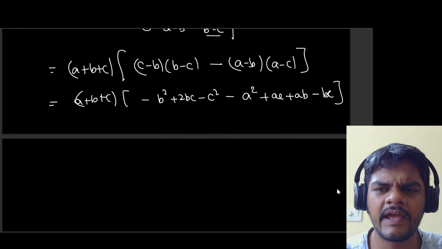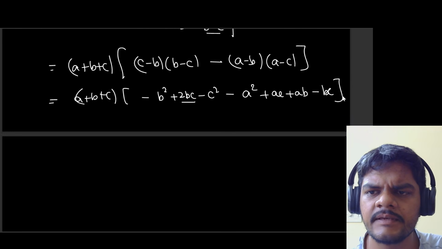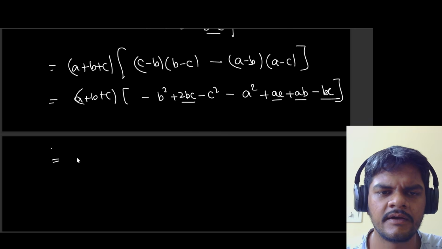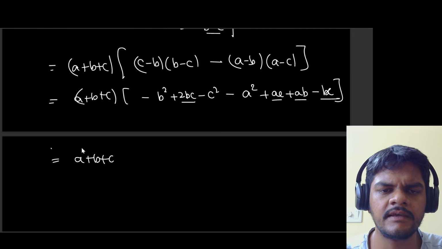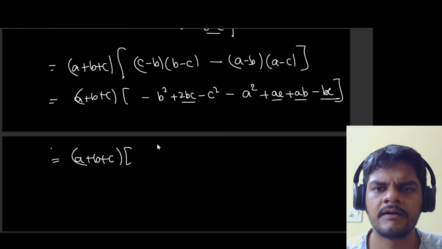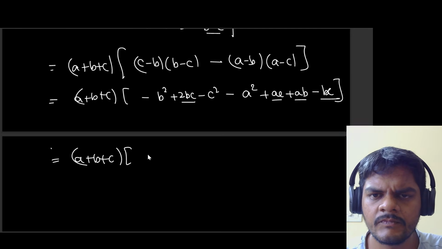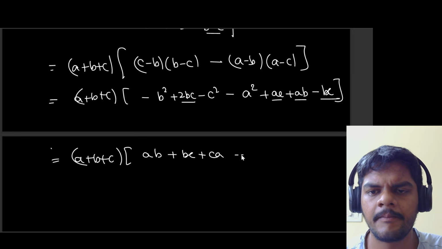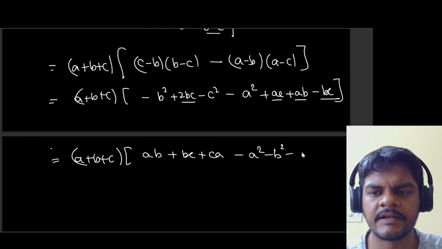All right, so what do we have exactly? 2bc minus bc, ac, ab. This is so good. So this is a plus b plus c, plus a into ab plus bc plus ca minus a square minus b square minus c square.